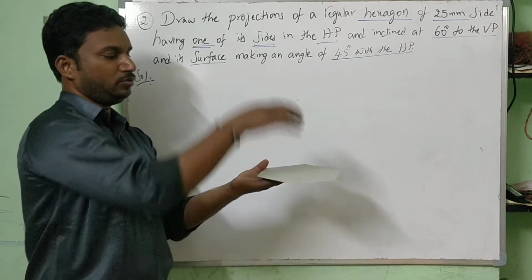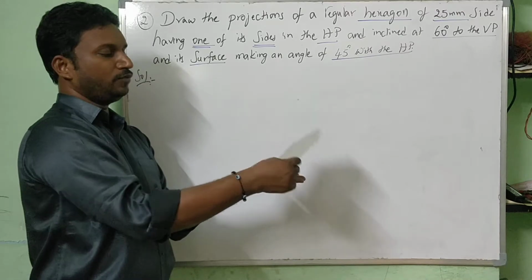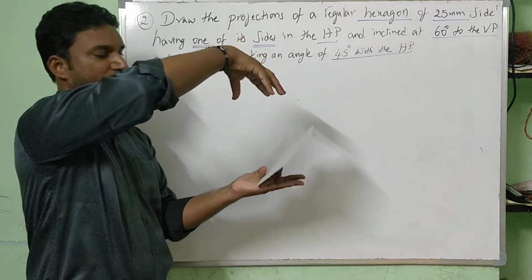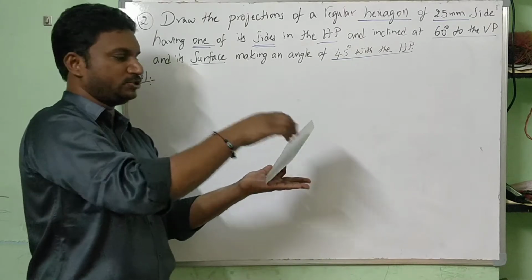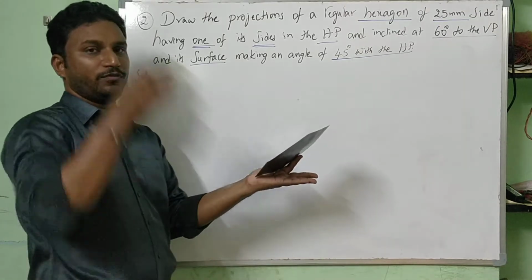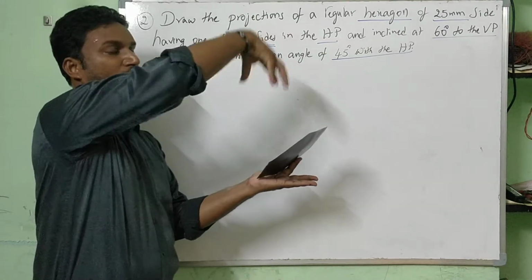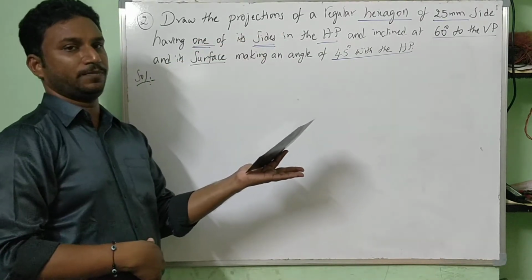Step 1, true shape, front view. Step 2, 45 degrees rotation, top view diminished. Now the line, the side which is on HP, should be rotated at an angle of 45 degrees. Now finally top view, final front view, third step.